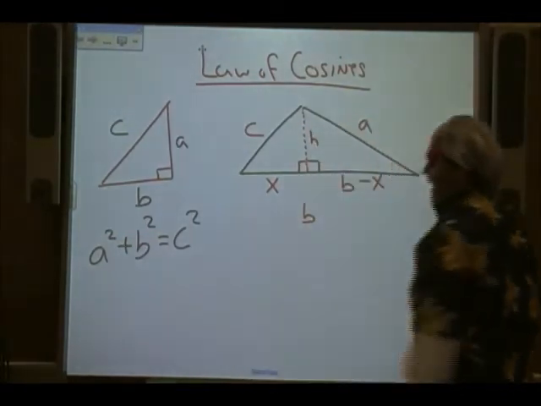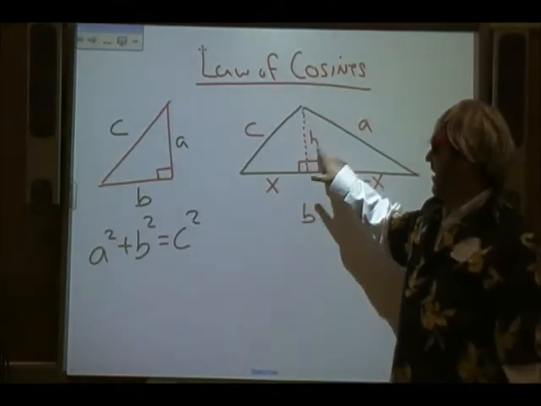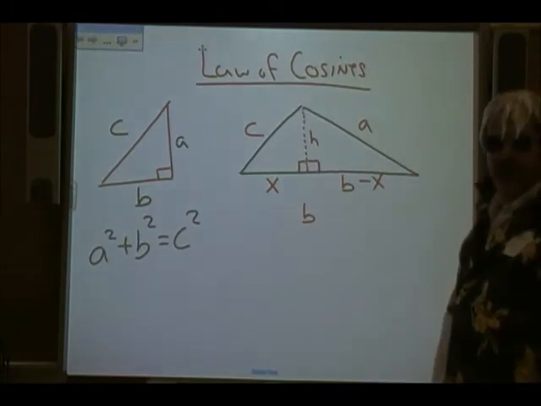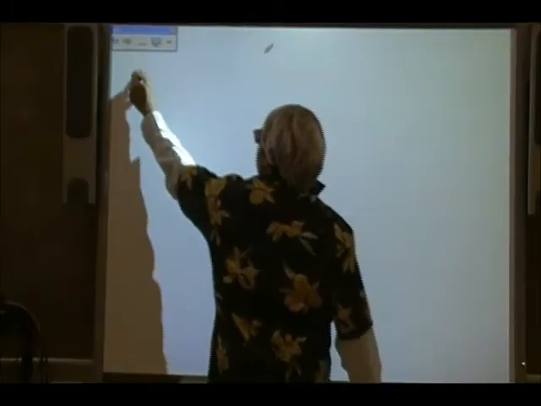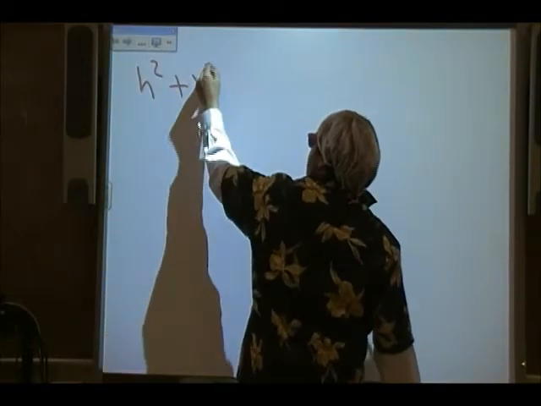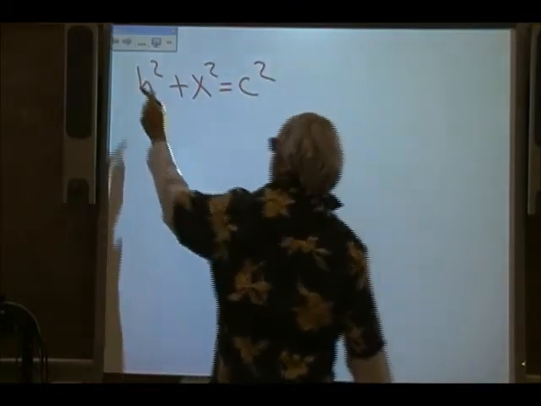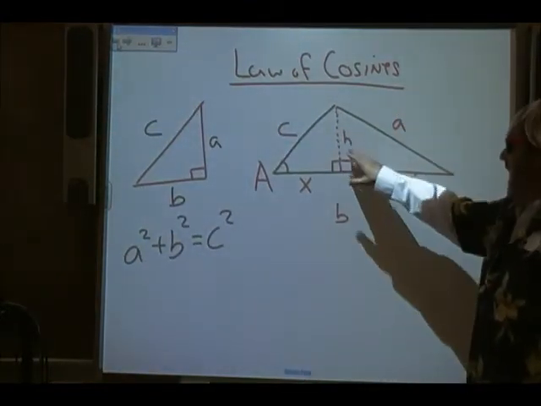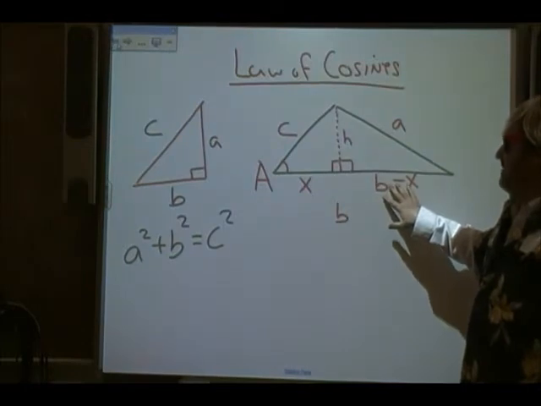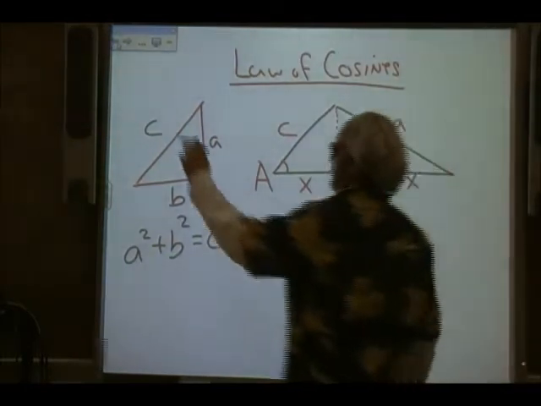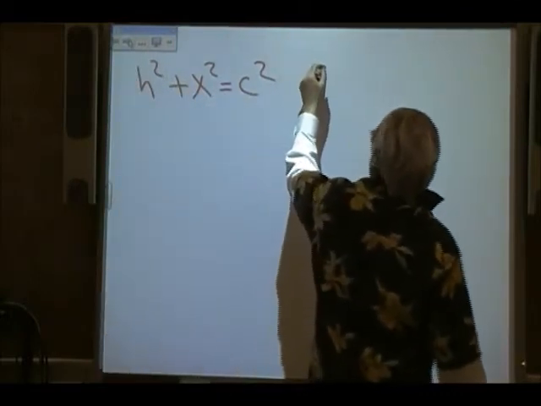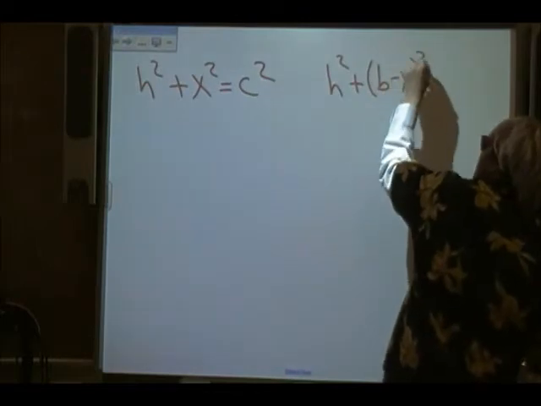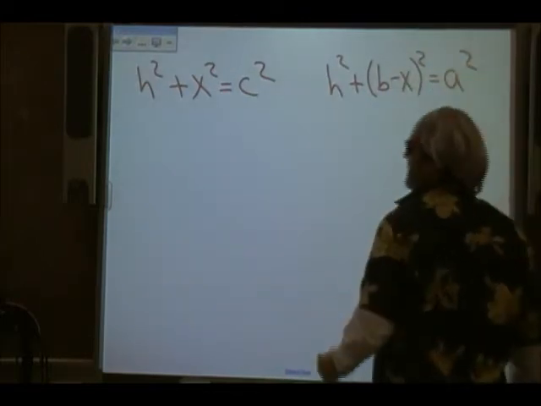So what we can do now is I can use the Pythagorean theorem on the left, and then I can use the Pythagorean theorem on the right. I have h squared plus x squared equals c squared. And for the right triangle over here, I have h squared plus (b minus x) squared equals a squared.